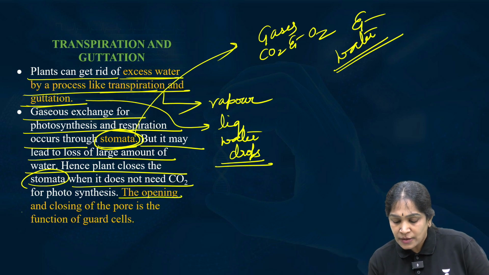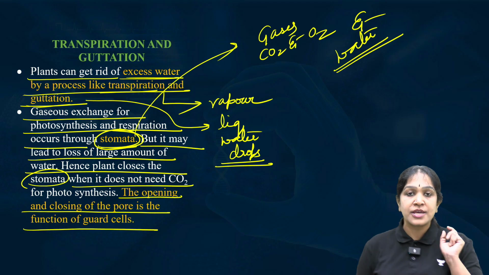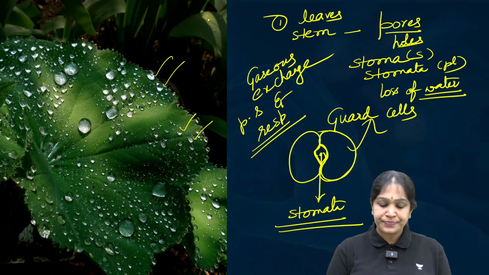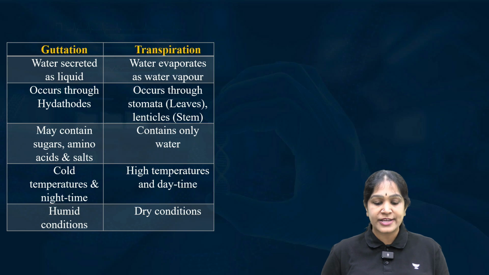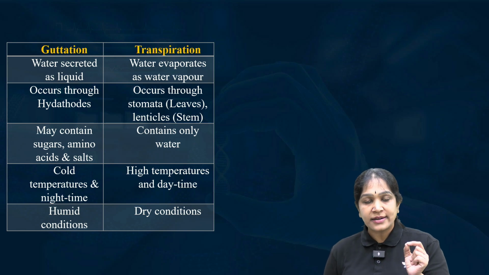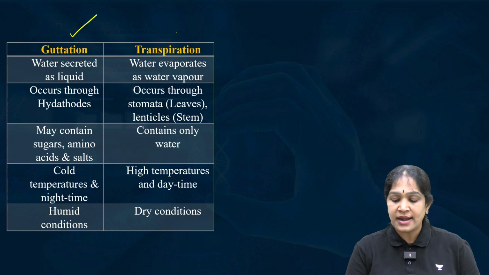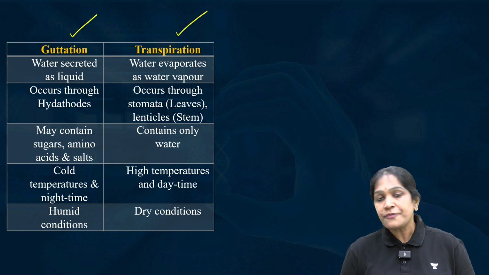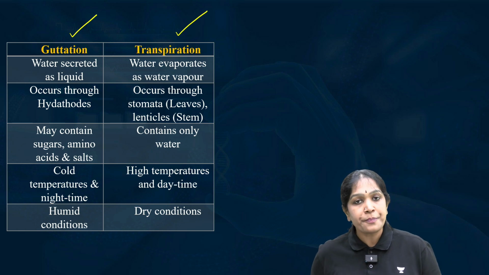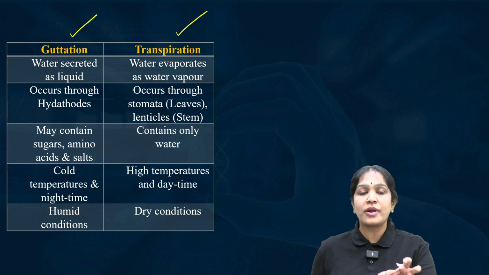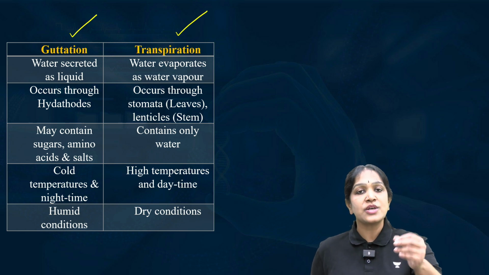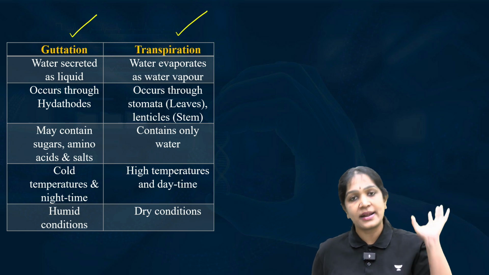The opening and closing of the pores is the function of these guard cells. Okay, this process is called guttation. Now let us see the difference between guttation and transpiration. Before we see the difference, what is the common point between the two? The common point between the two is release of the excess water from the plant.